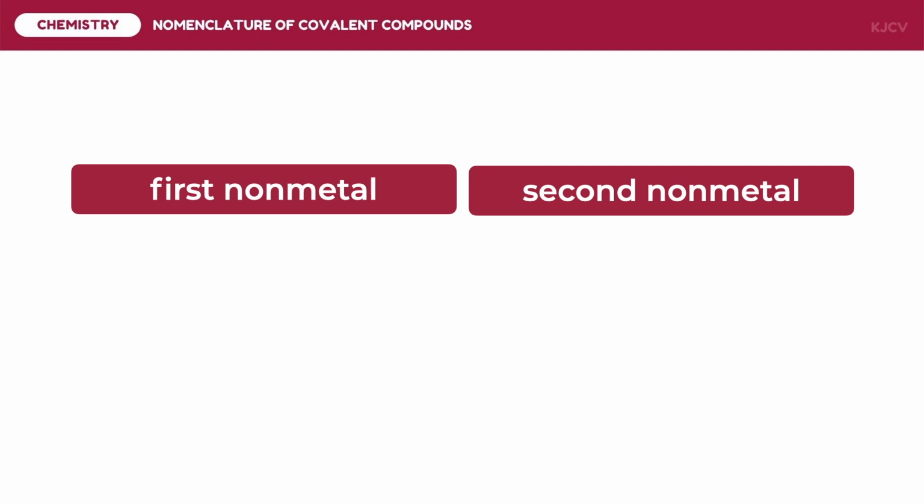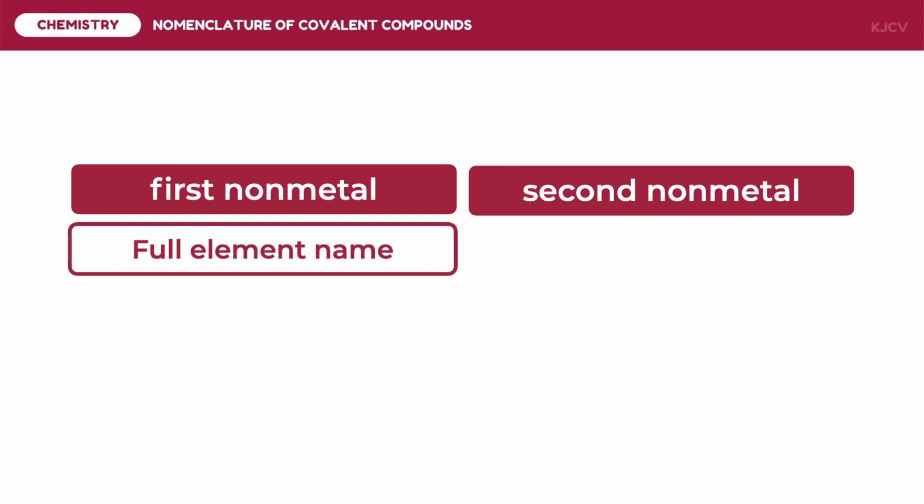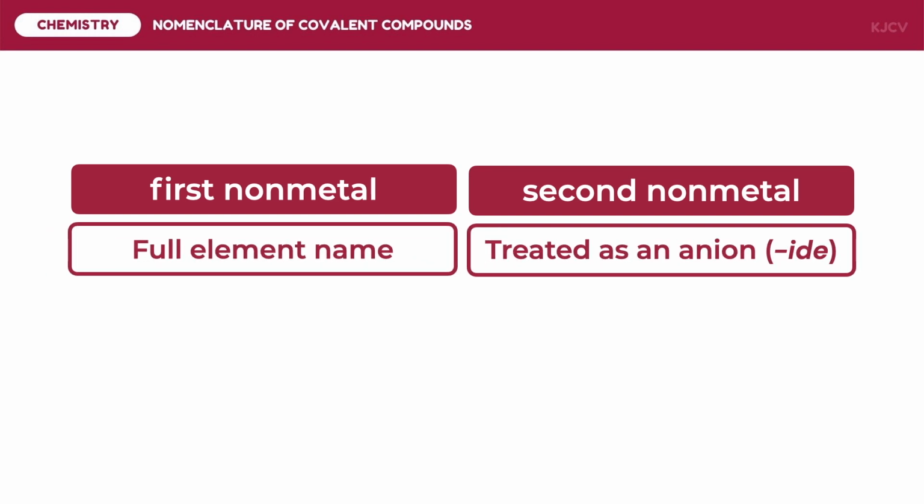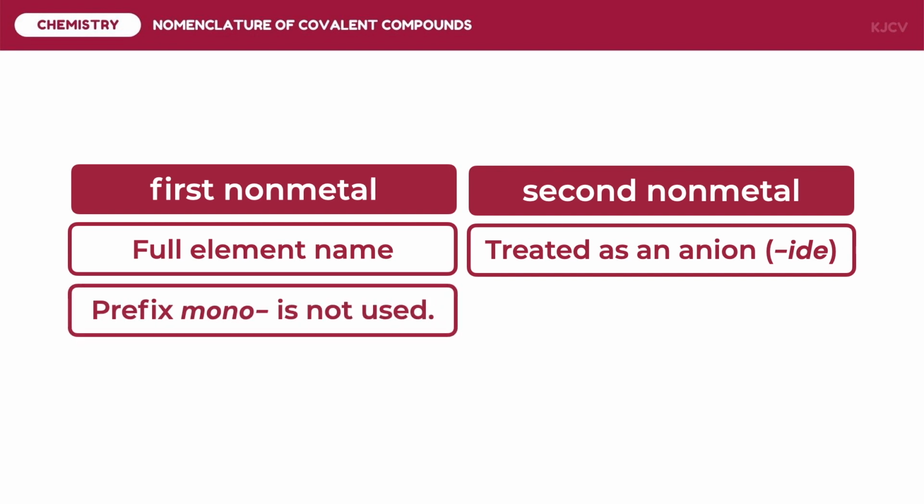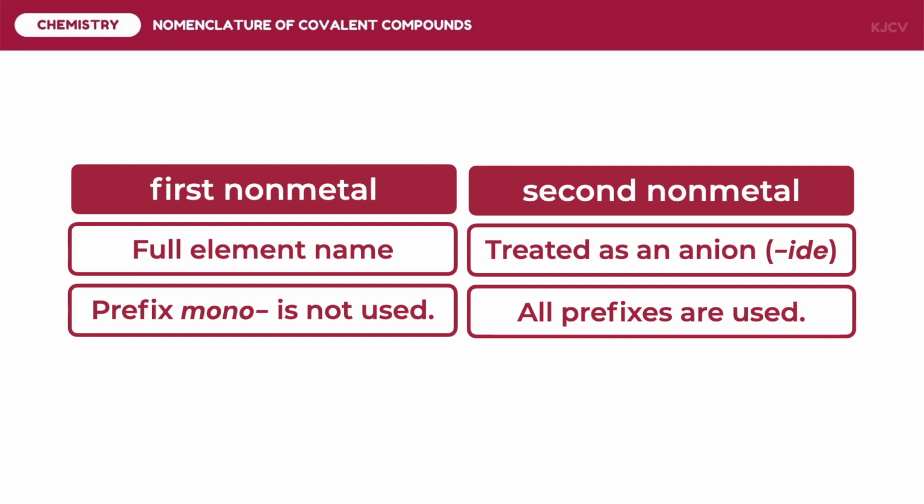For the first nonmetal, the full element name will be used. On the other hand, the second nonmetal will be treated as an anion. To recall, monoatomic anions end with the suffix "ide." Numerical prefixes are used for binary covalent compounds. However, the prefix mono is not used in the first nonmetal, unlike the second nonmetal which uses all prefixes.